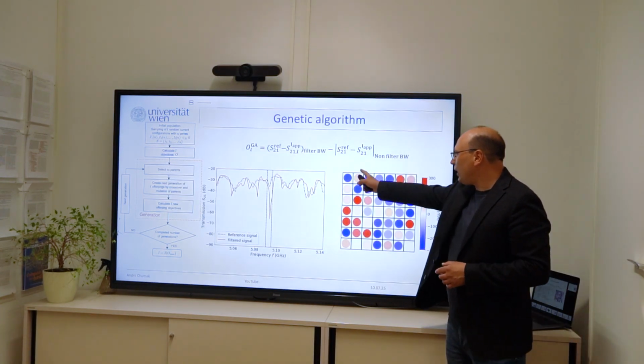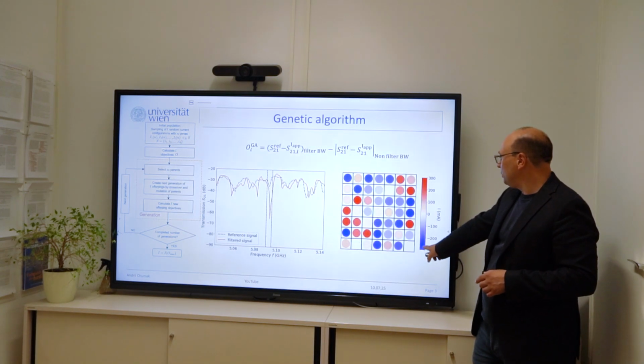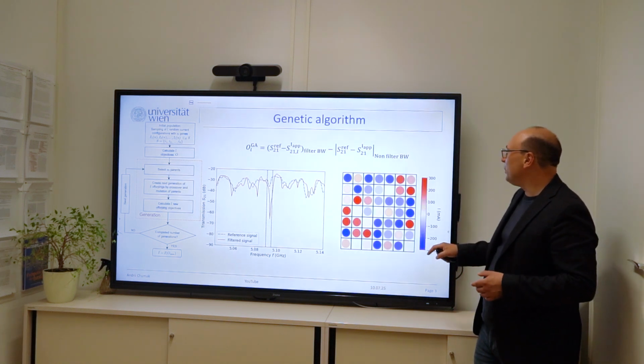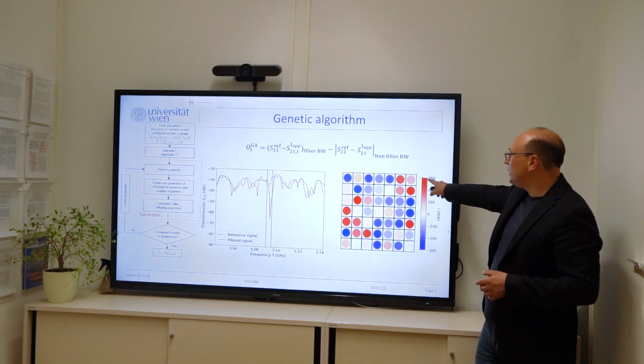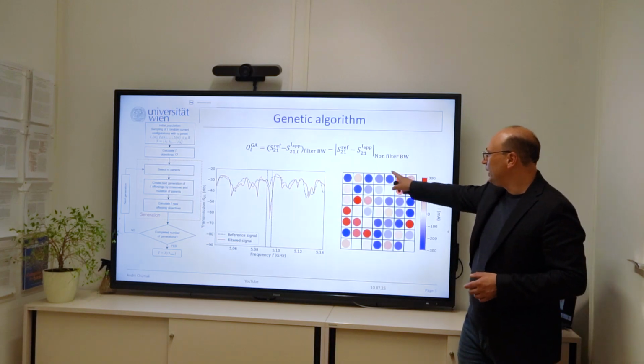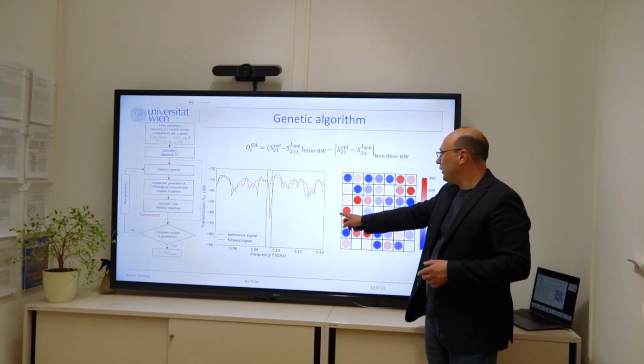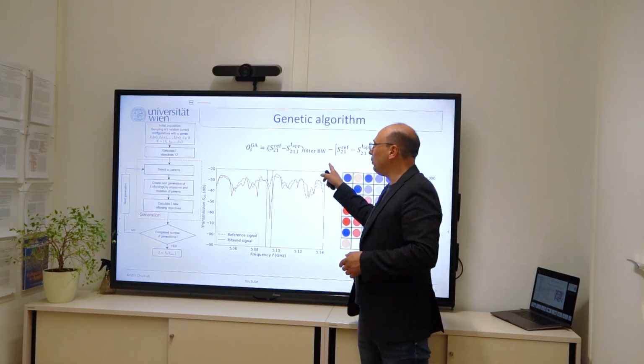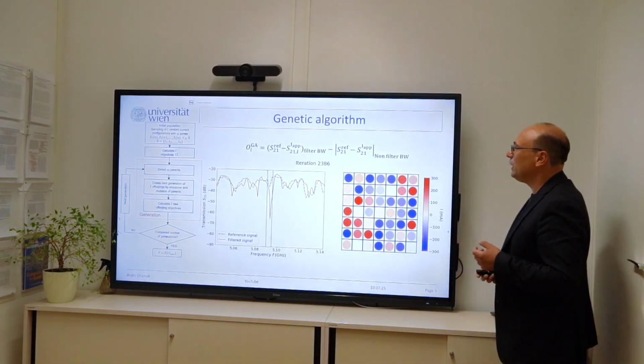So here you see the current which is applied. Blue means minus 300 milliampere, in some matrix, so this is 9 by 9. Red means plus 300, and you can see here how the current is changed, and here you can see how the result is changed. And here will be the number of iterations. So let's have a look.